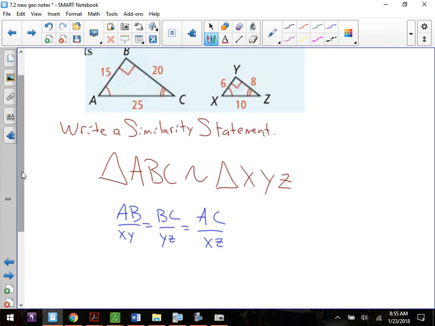Now that I have it written down in letters, I just write down the numbers and see if it works. Again, this is where that multi-view calculator becomes awesome, because you just keep checking the same thing over and over and over again. So let's see, AB is 15.